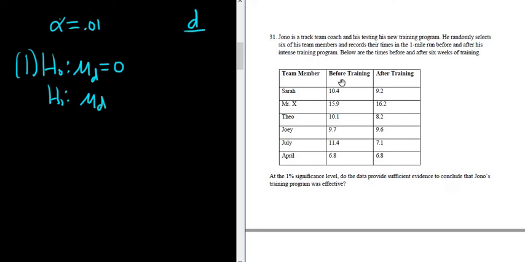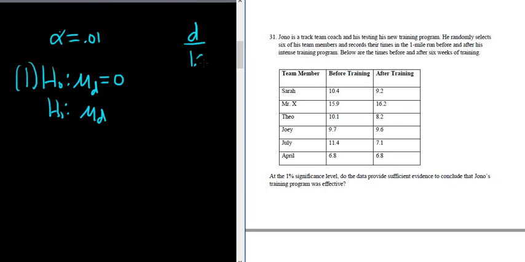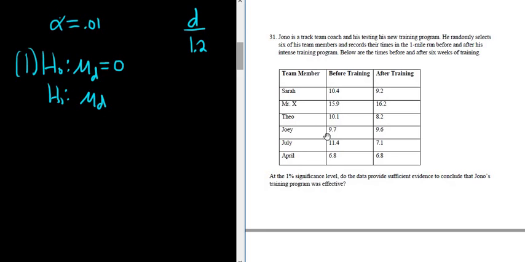So the d stands for difference. So if we compute Sarah's d, it would be 10.4 minus 9.2. That would be 1.2. Whoops, scroll back up. If we compute Mr. X's D, it would be 15.9 minus 16.2, so negative 0.3. Theo's D would be 1.9, etc. April's D would be 0.